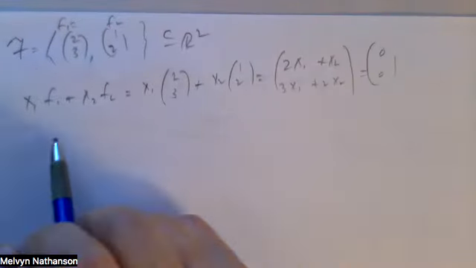So I have to solve two equations in two unknowns. 2x1 plus x2 equals 0. 3x1 plus 2x2 equals 0. You can solve these equations, that's high school algebra, and the only solution is x1 equals x2 equals 0. So these vectors are linearly independent, so F is a basis for R2. So every vector in R2 is a linear combination of f1 and f2.